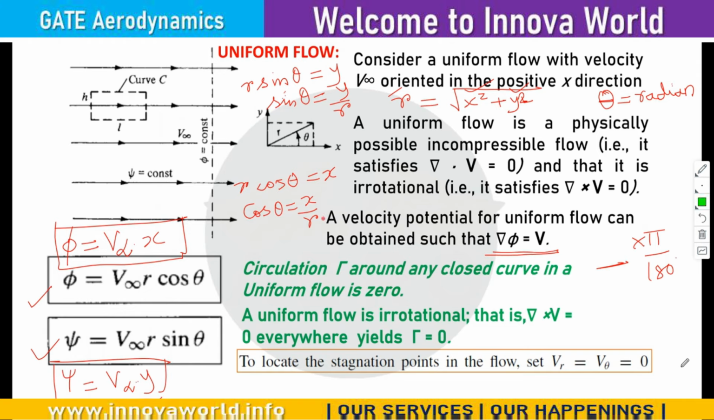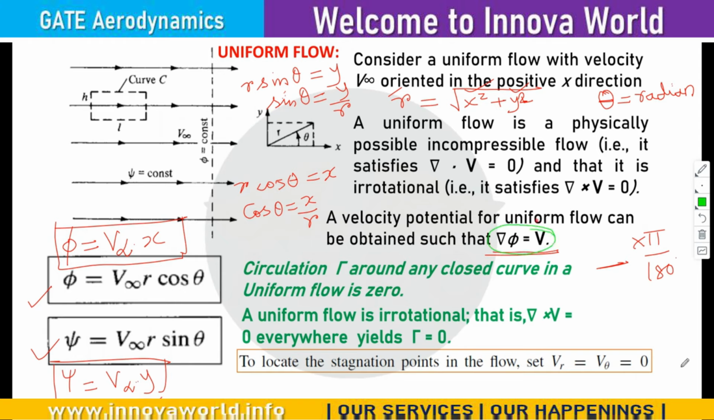So a very important key point: remember how velocity potential and uniform flow are correlated. The velocity potential for a uniform flow can be obtained from del phi equals V. This is an important statement.